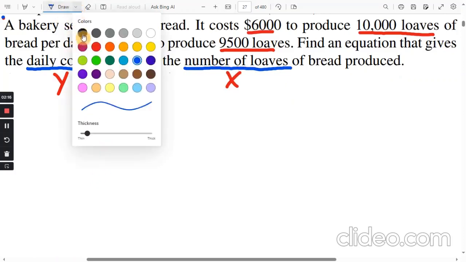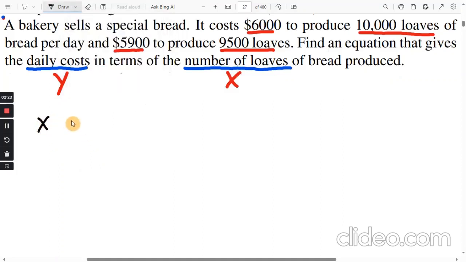All right, so let's do the xy chart real quick. All right, so we have the x and the y. You only need two pairs of coordinates because 2 points make a line. You can make a line with 2 points. Cost is y, so 6,000 goes in the y column.